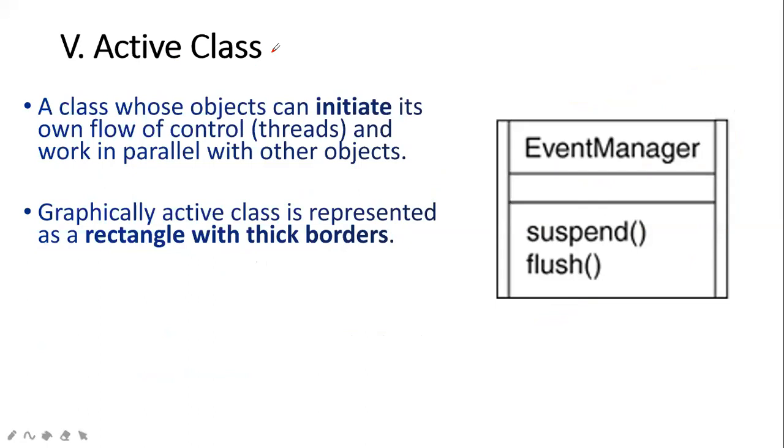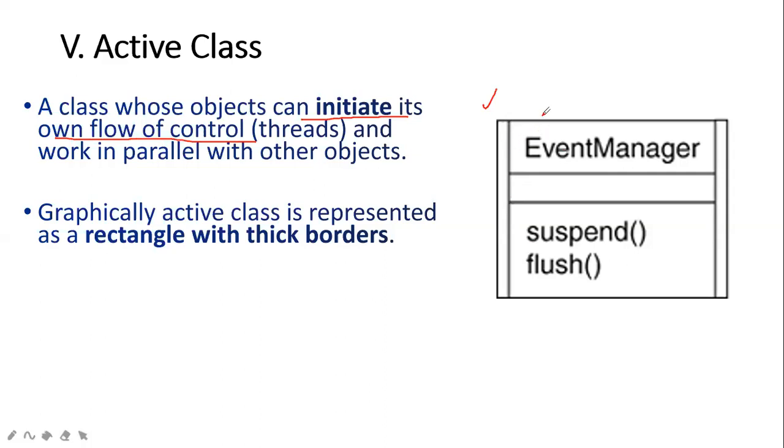An active class can initiate its own flow of control. This is a very important part for an active class. This is how you differentiate a class from an active class. This is the class whose object can initiate its own flow of control and work in parallel with other objects. That means it can work concurrently with the other objects, and it has the right to control or initiate the control of this.